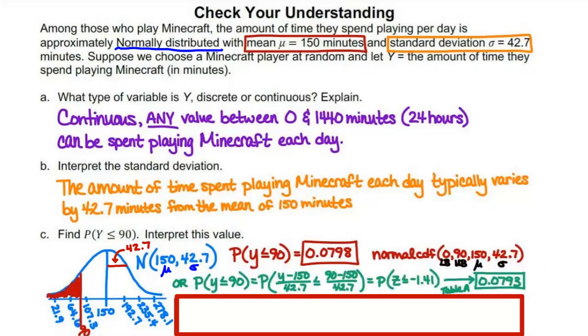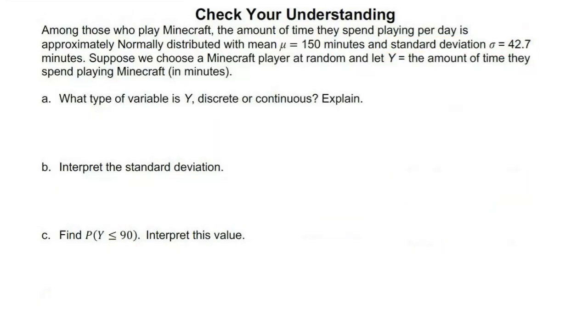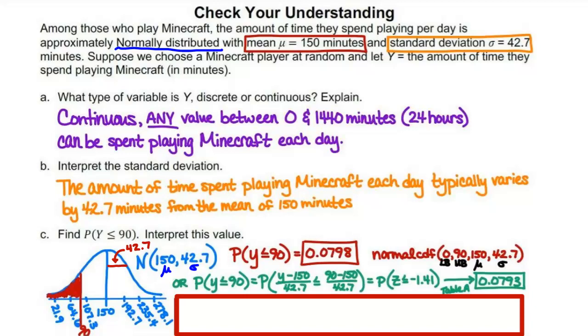First, you would have to normalize. So y minus 150 over 42.7. This is what my z is. Z is equal to y minus the mean over the standard deviation. And then I would take the value I'm interested in, 90, minus 150, my mean, divided by the standard deviation. I got that z is less than or equal to negative 1.41. I looked that up on the table. I got 0.0793, which is very, very close to what I got from the calculator.